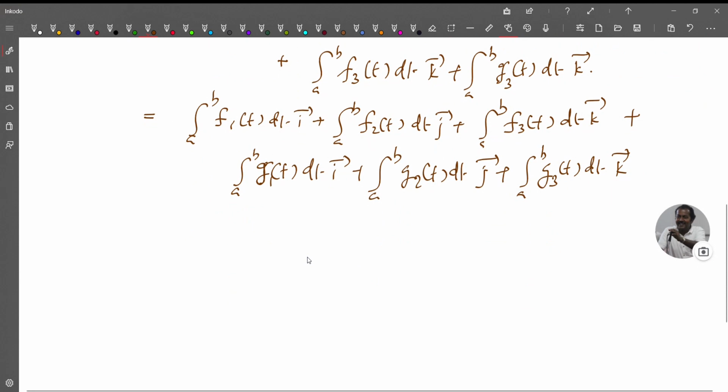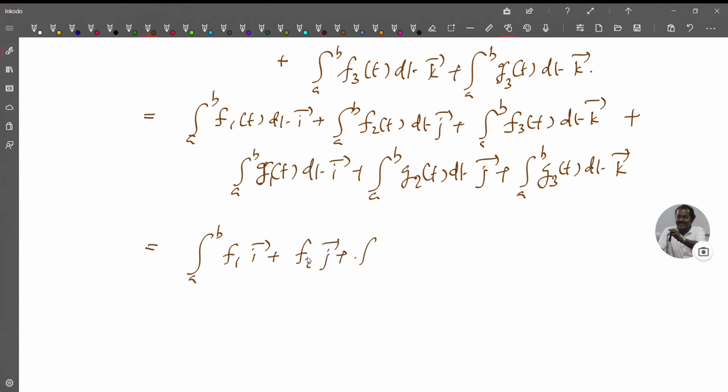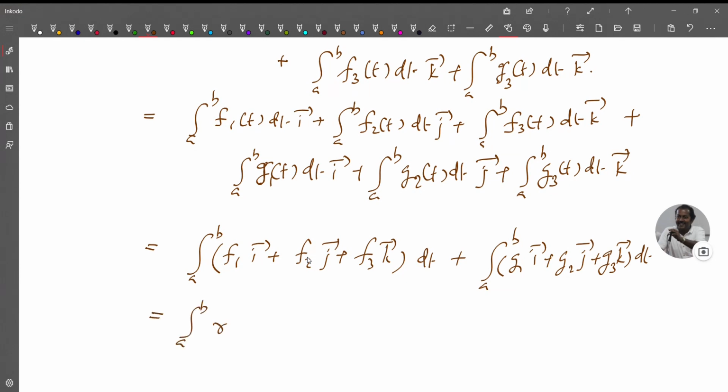So that is equal to integral a to b f1 i plus f2 j plus f3 k dt plus integral a to b g1 i plus g2 j plus g3 k dt. So this is equal to integral a to b r1 of t dt plus integral a to b r2 of t dt. This proves the sum rule. Similarly, you can prove the difference rule.